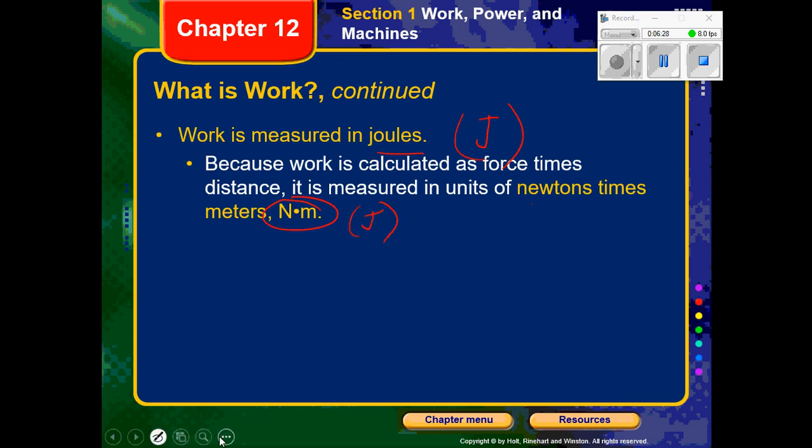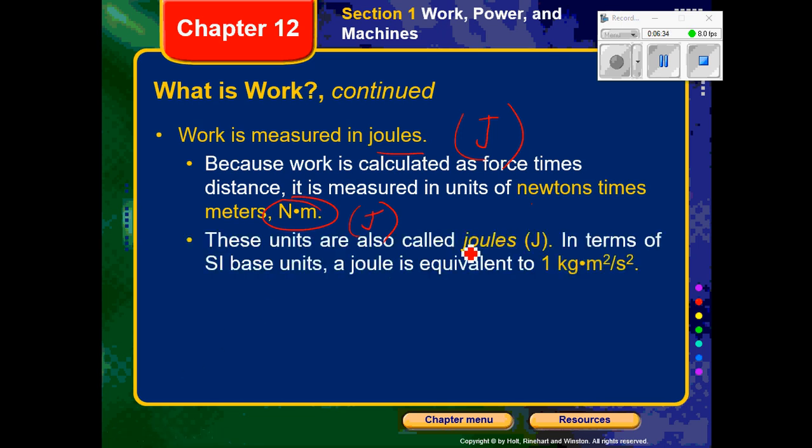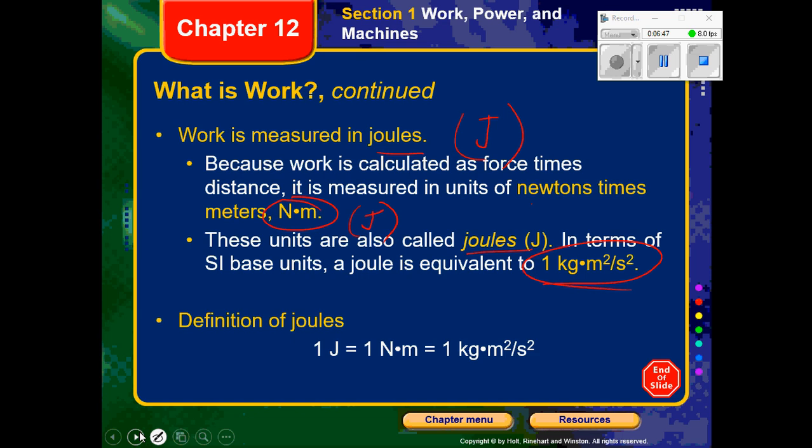Joule, named after Jimmy Joule or James Joule. These units are called joules. A joule is equivalent to 1 kilogram meter squared per second squared. Definition of joules. That's a mathematical definition.